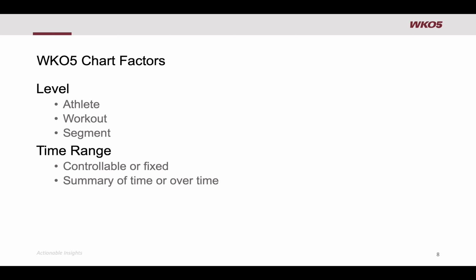Okay. One of the things we want to think about when we're building charts is there's a couple of WKO5 chart factors. Couldn't think of a better word. And they are level, where you have the athlete level, workout, and segment. When you're building a chart, some charts are very specific to the athlete, meaning I'm looking at the cumulative athlete data, the big picture, how is their training over time. Versus a workout or a segment, which is I'm looking at today's workout or segment, right? I'm looking at a very specific point in the athlete. I just want to review the workout.